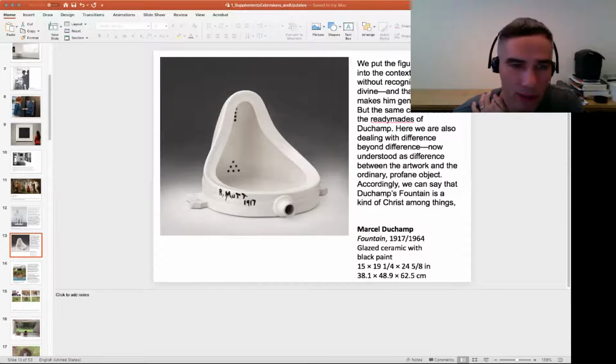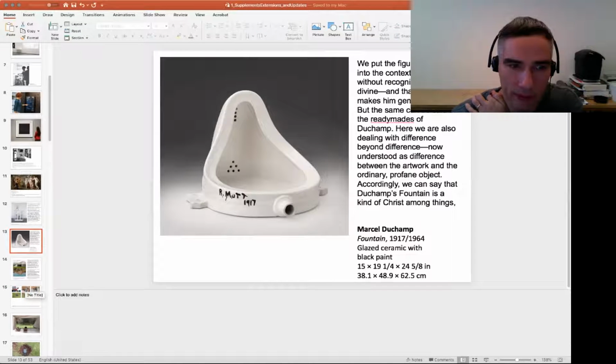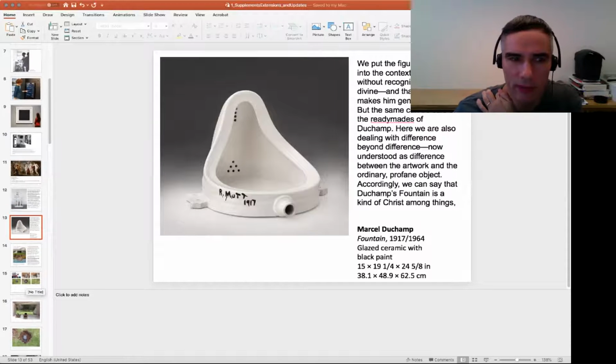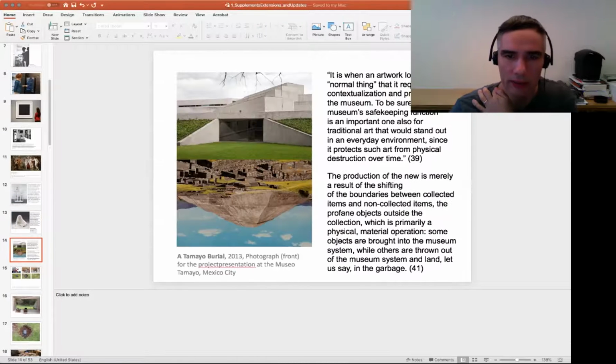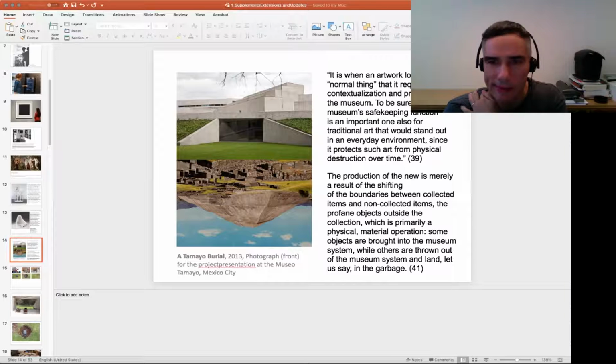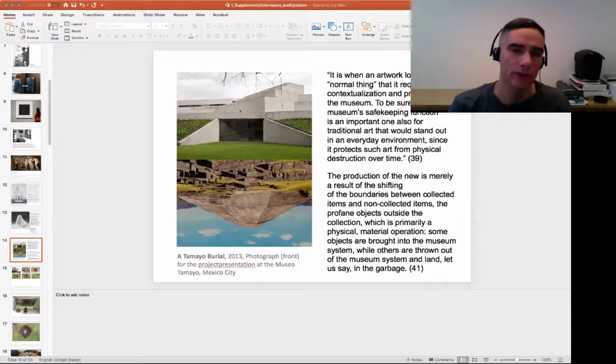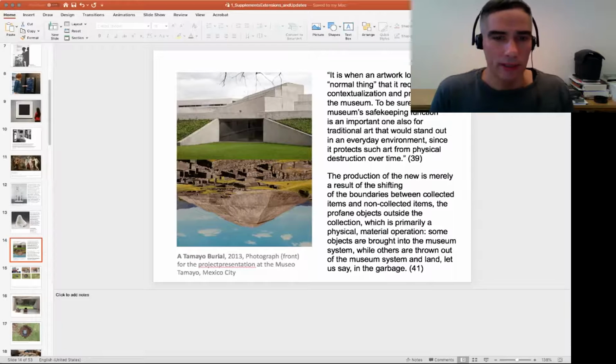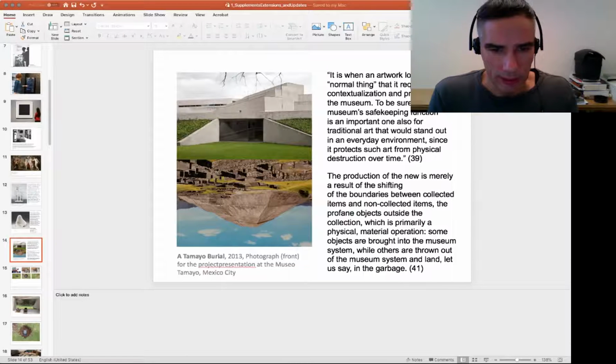And I came across this text around 2011, and I use it on occasion, but it motivated a work that I did with my collaborator, Erica. And I'm going to show some documentation of that work, but also still provide some quotes from that text alongside. The work I'm going to be showing you is a piece called the Tamayo Burial, which was done on the grounds of the Museo Tamayo in Mexico City.